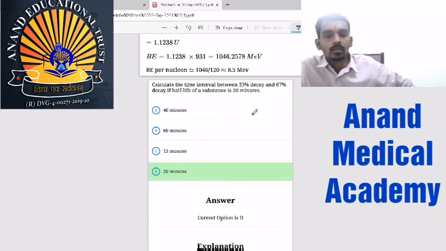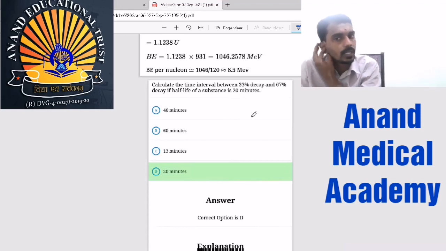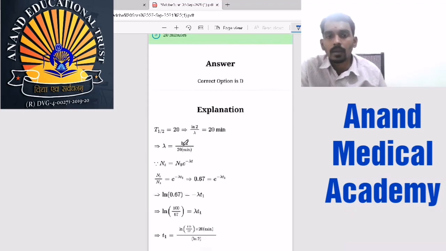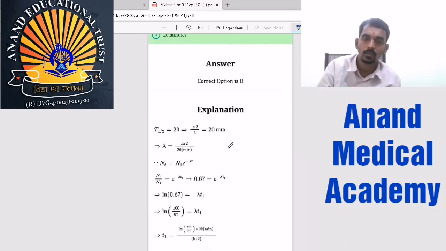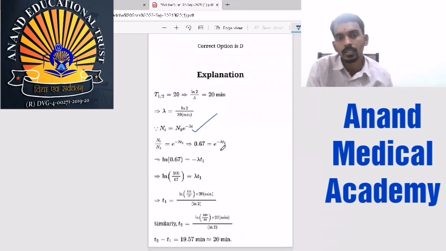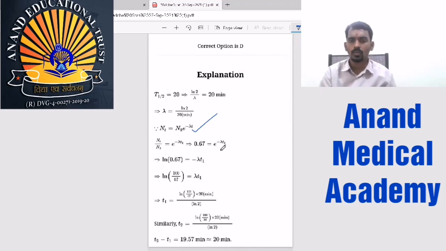This is the time interval between 33% and 67%. It is based on radioactive decay, where we calculate N equals N naught into e power minus lambda t, or half life. So N equals N naught into e power minus lambda t. How much percentage should it reduce? Number of atoms undecayed. So these kinds of questions.